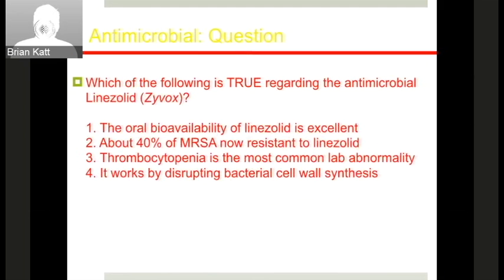So linezolid. Dr. Lee told me to ask this because he said he had a conversation with someone about linezolid this week. Which of the following is true regarding linezolid? The oral bioavailability of linezolid is excellent. About 40% of MRSA are now resistant to linezolid. Thrombocytopenia is the most common lab abnormality. Or it works by disrupting bacterial cell wall synthesis.